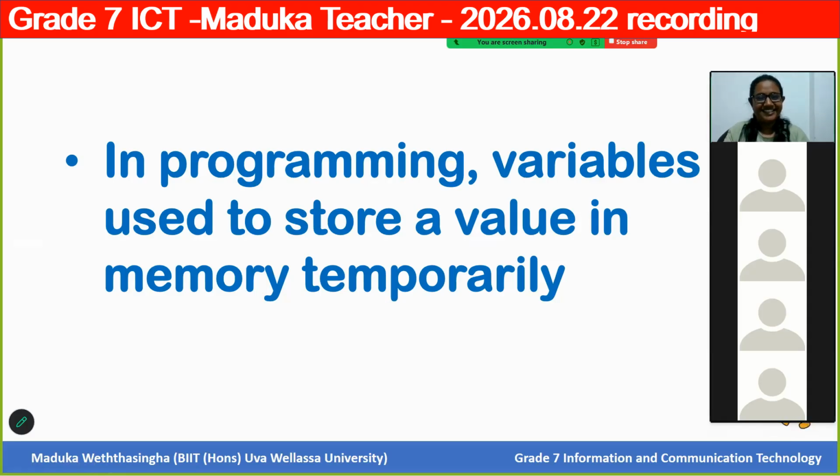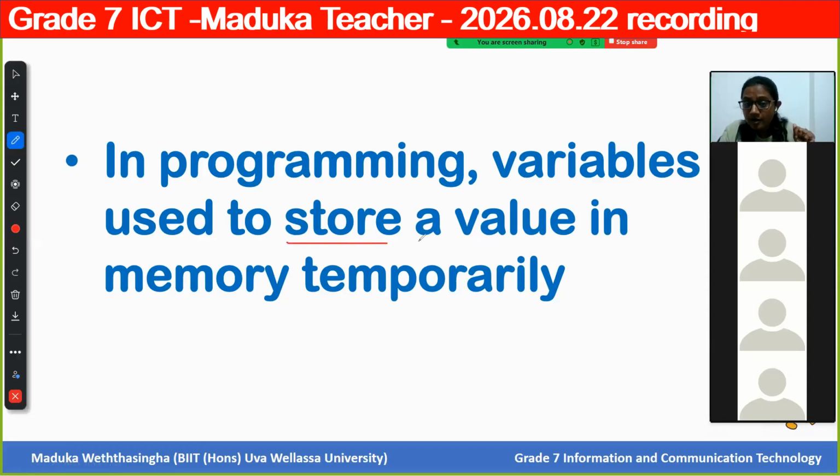In programming, variables are used to store a value in memory temporarily. Very good. In programming, we develop computer programs, software, right? In programming, variables are used to store a value. Store a value. In a variable, we can store one value at a one time. One value at a time. Right?